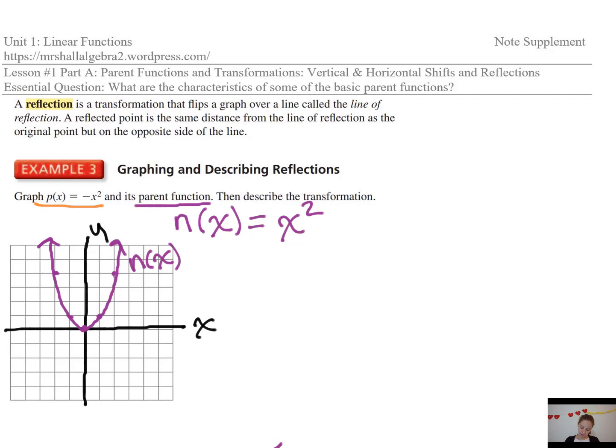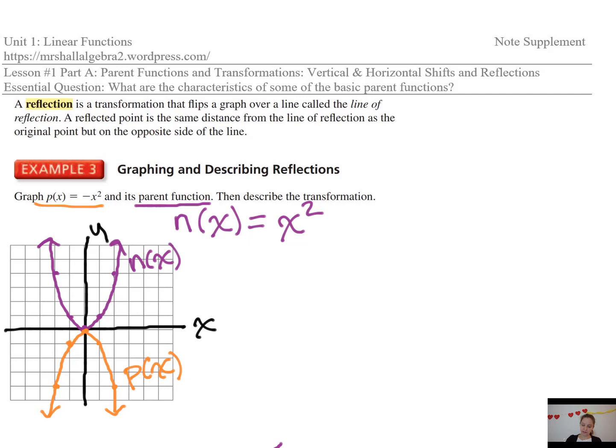Now let's graph p of x. So what I'm going to do is I'm going to square the x value and then negate it. 0 squared, negate is still 0. 1 squared is 1, make it negative, negative 1. Negative 1 squared is 1, make it negative. Positive 2 squared is 4, make it negative 4, 1, 2, 3, 4. And then I can see that this is symmetric, so it's going to be negative 2, negative 4. Now I have p of x.